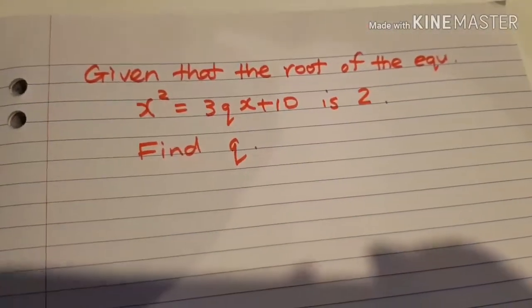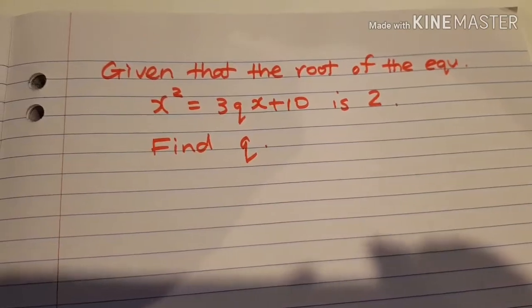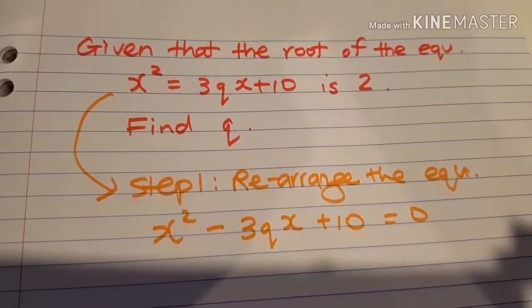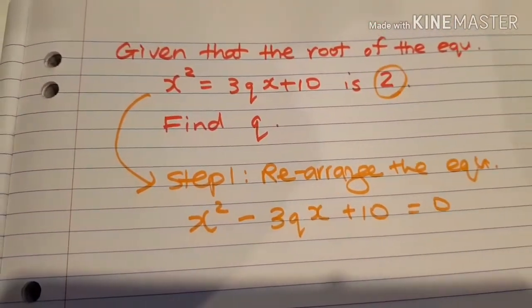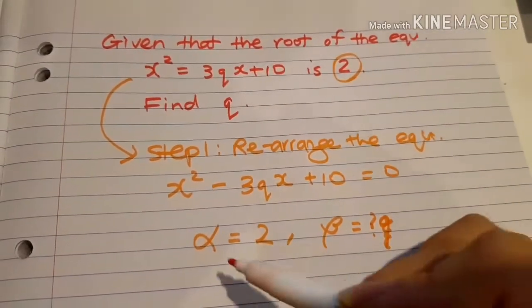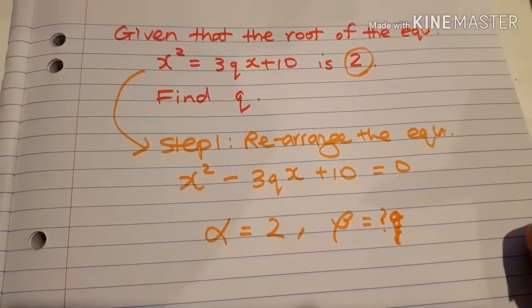What do you need to do first? Obviously, I need to rearrange the equation. There you go, I rearranged the equation. And now it says one of the roots is 2. That means alpha is 2, whereas beta I do not know yet.